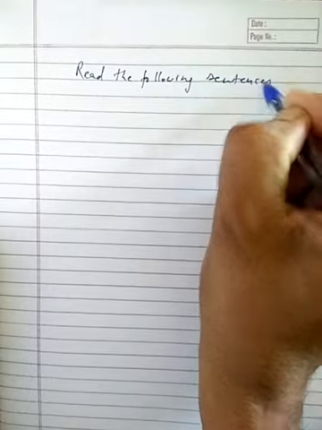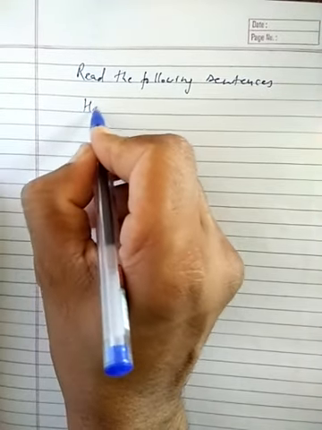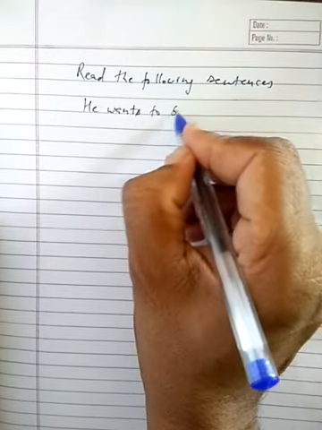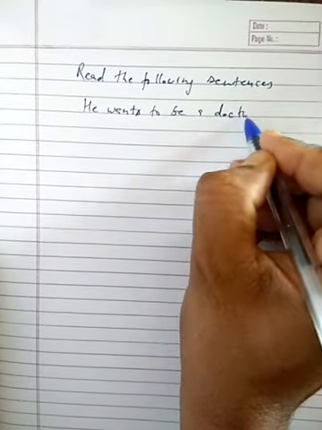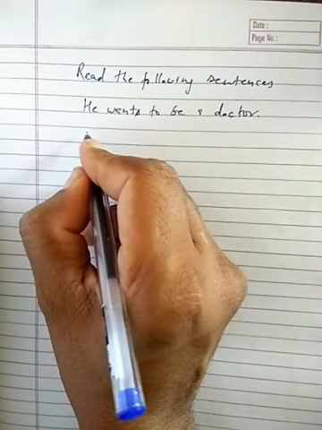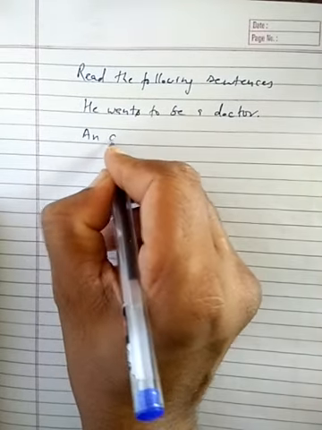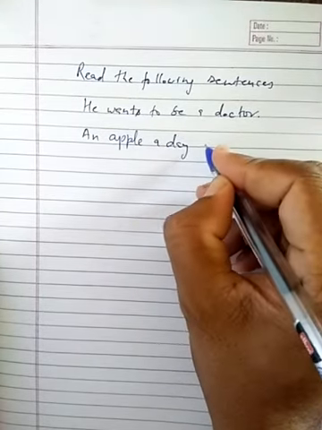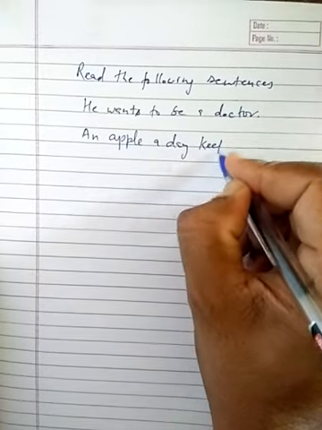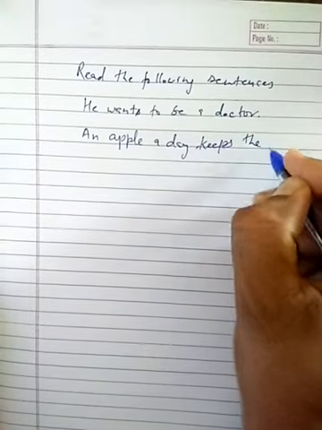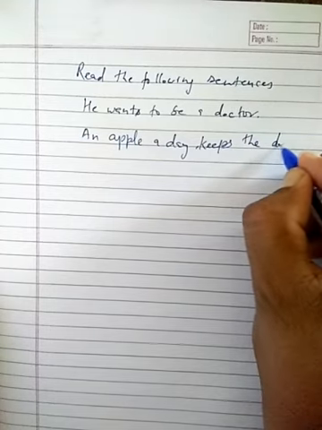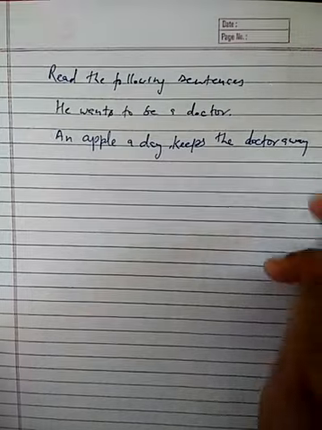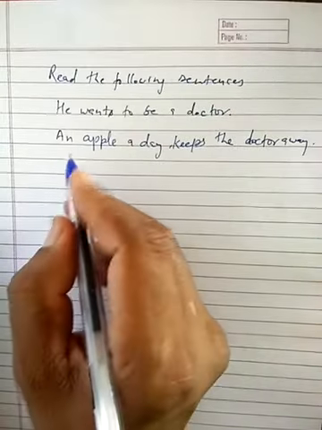Okay, he wants to be a doctor. Okay, an apple a day. Okay, keeps the doctor away. Clear? Keeps the doctor away.